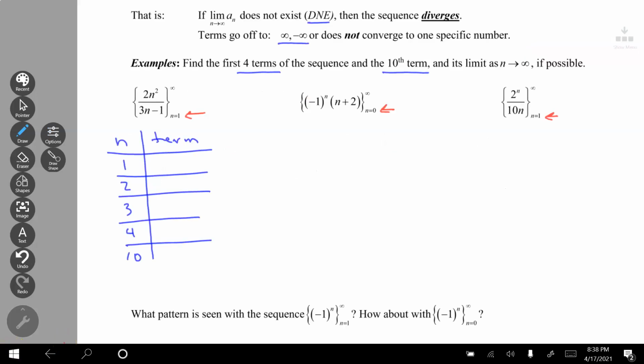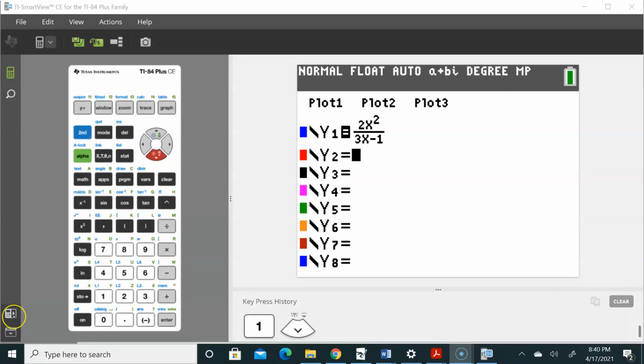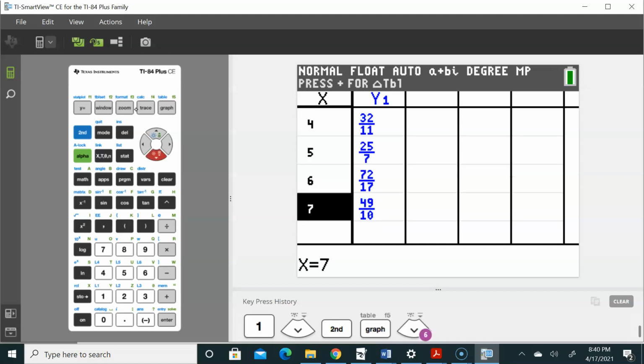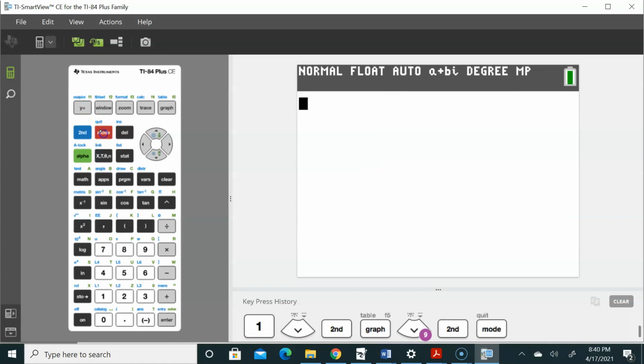Remember, I always have to pay attention to the value for n that I need to use first. In this case, it's going to be 1. So I'm in the calculator. I use my fraction bar key. I'm going to go to the table. I can see my first 4 terms. I could scroll down to the number 10. I can see my 10th term. I'm unsure where it's going to go, so I'm going to get out of here. I'm going to put in a big number for n.